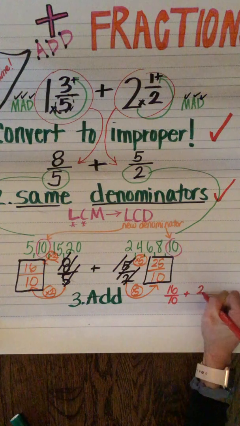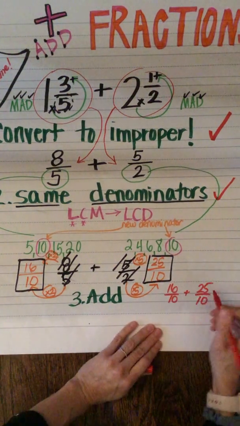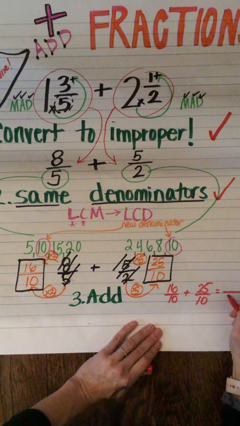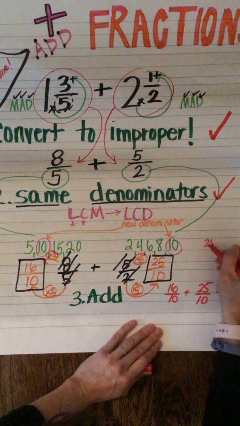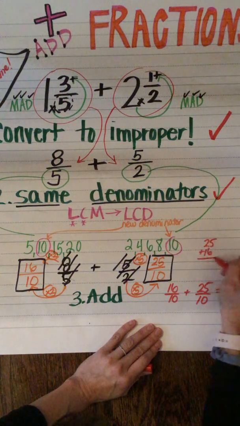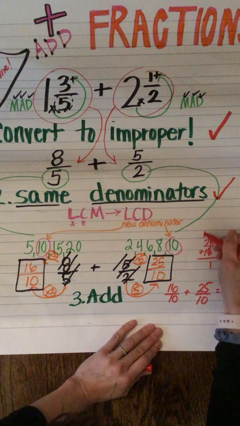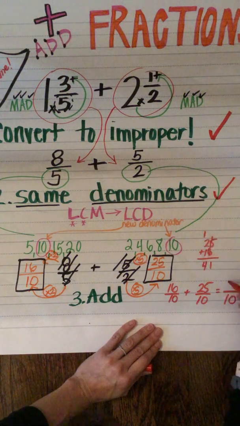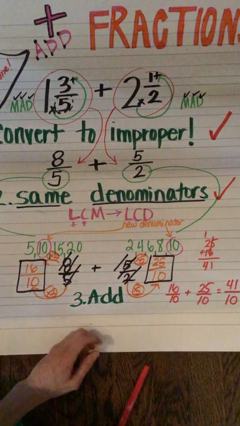So I've got 16/10 plus 25/10. Okay? So denominator stays the same. Well, that part's easy. And now 16 plus 25. If I want to do it on the side, that's totally fine. 6 plus 5 is 11. 2, 3, 4. So 41. So 41/10 technically is my answer.